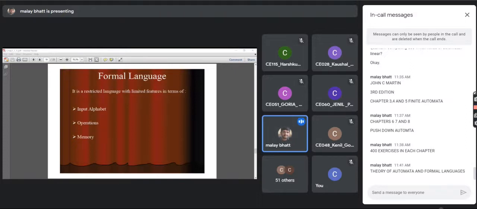I hope you are understanding the things. Types of automata is clear. Which memory is used by which automata, I think it is also clear. There is no doubt in this, right?